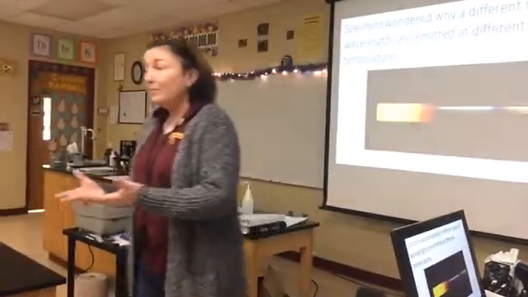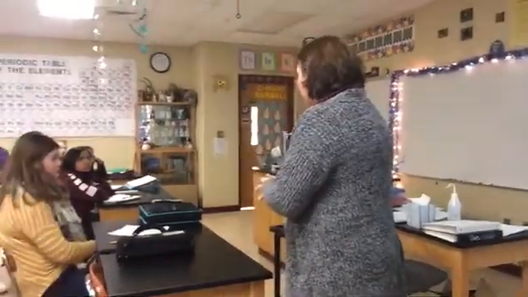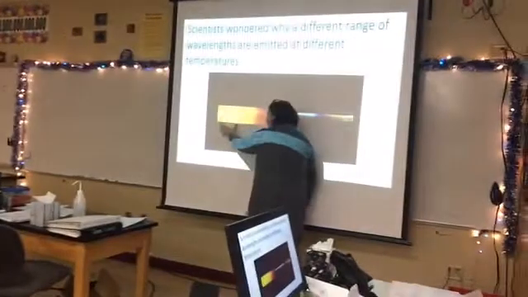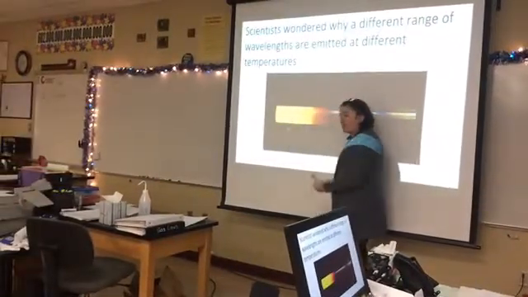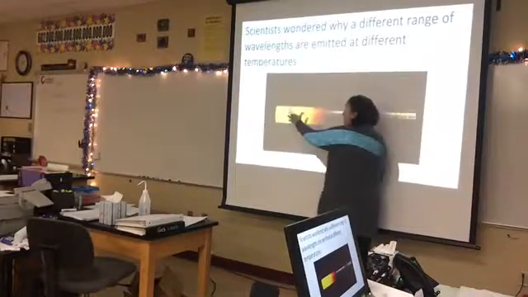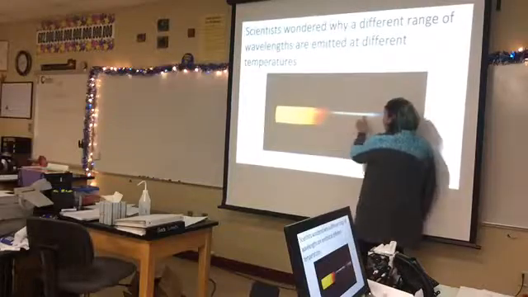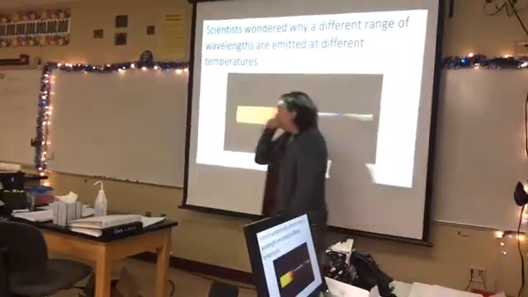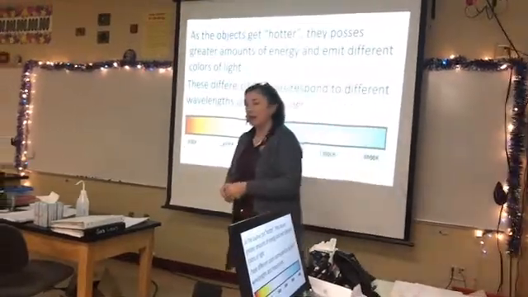Light interacts with matter on the electronic level, on the very particle base level. They found out that certain colors emit that color because of the temperature it is. This is one temperature, this red is another temperature, this purple color is another temperature, and so on. So as the object gets hotter, the colors change.